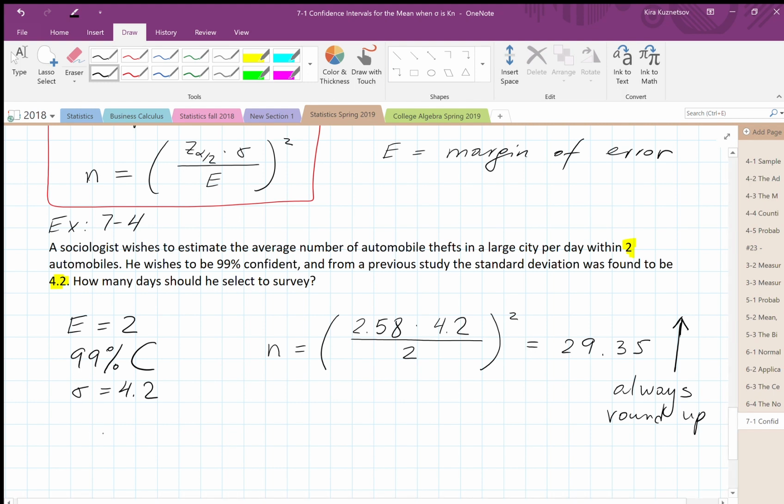So the sample size has to be 30, and then figure out what the units are. Automobiles left in a large city per day within 2 automobiles. So the sample size has to be 30 automobiles. It does not make sense if you put 29.35 automobiles.